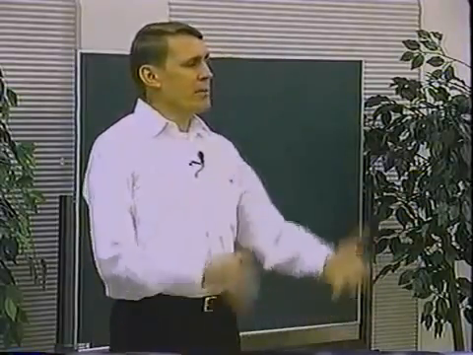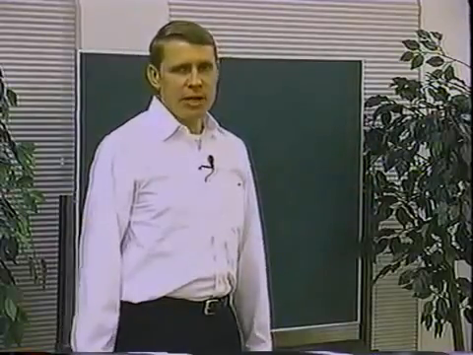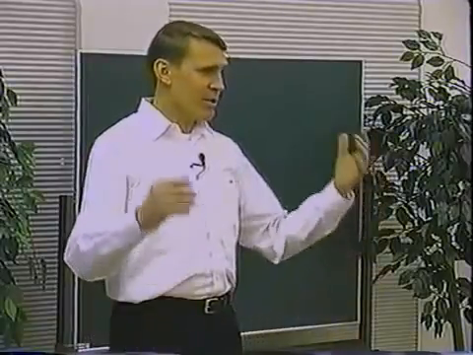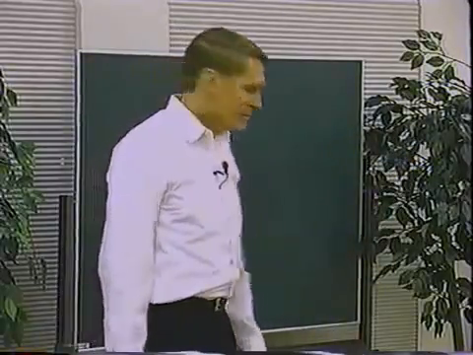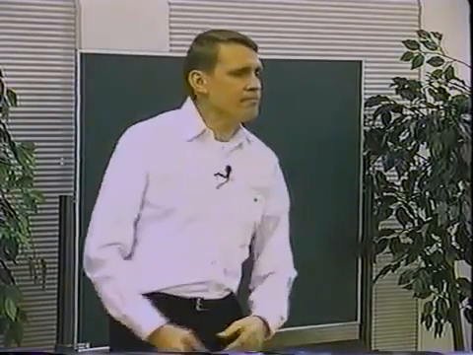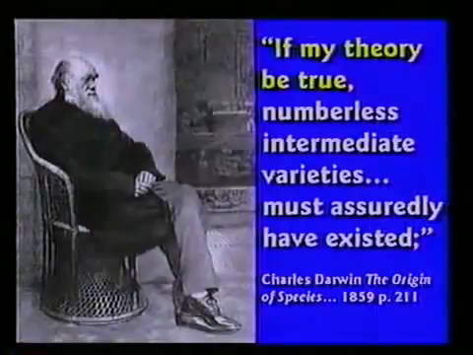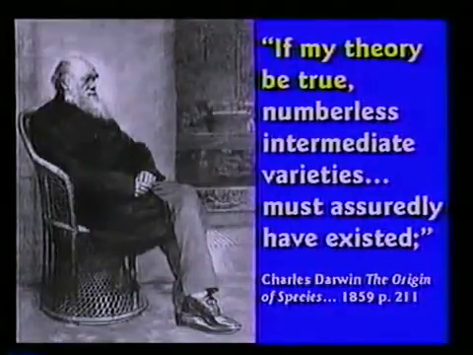You sure don't know that it had any kids. If you went to the cemetery and dug up bones of a person, you would not be able to prove it had any children that lived. And you sure couldn't prove it had any different children. Darwin said, though, in his book, if my theory be true, that's an awfully big if, okay? He said numberless intermediate varieties must have existed.